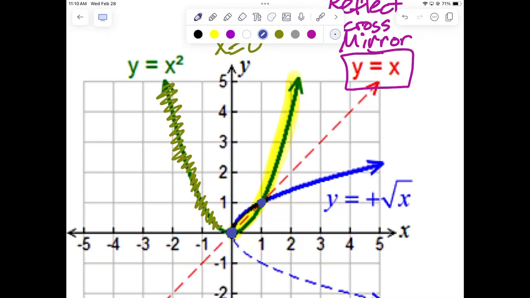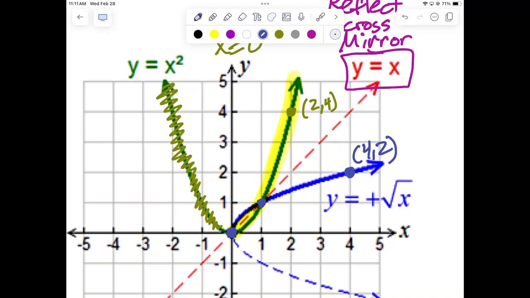Let's look at this point over here in green. This one's actually different. This is the point 2, 4. If I switch that around, what am I going to get? I get the point 4, 2, which is over here. See that? Now we're getting somewhere. And I can keep doing that.